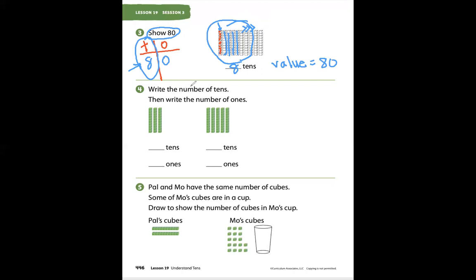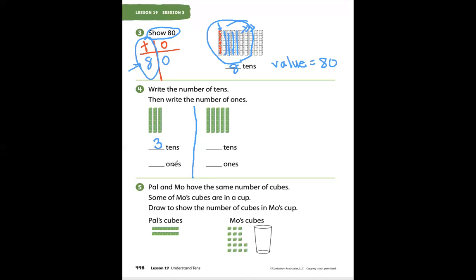Number 4, write the number of tens, then write the number of ones. Okay, so we've got 2 problems here. They try to trick us sometimes and put 2 things super close together, but we actually have 1 problem here and a whole nother problem over here. Okay, so how many tens do we have here? Let's see. I see 1, 2, 3 groups of 10. So we have 3 tens.